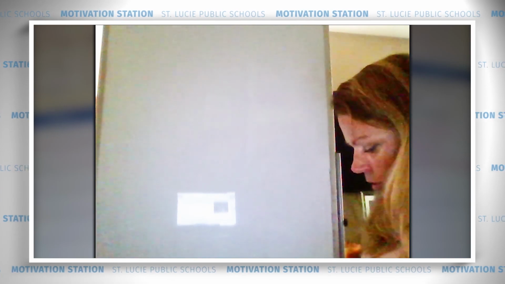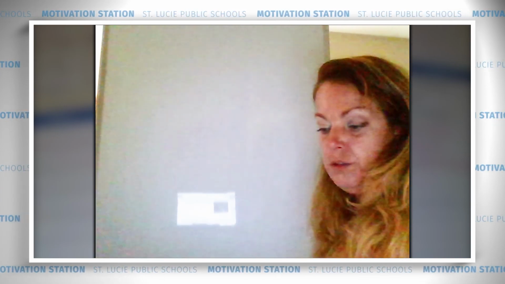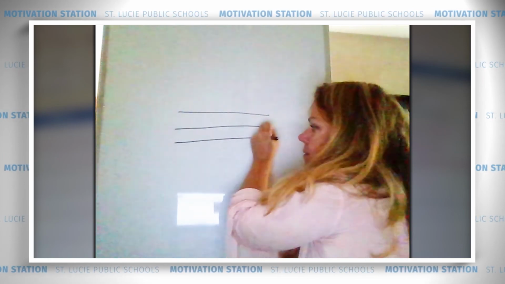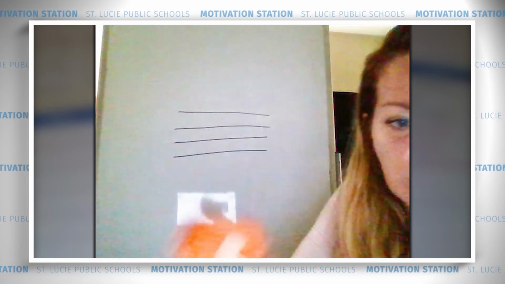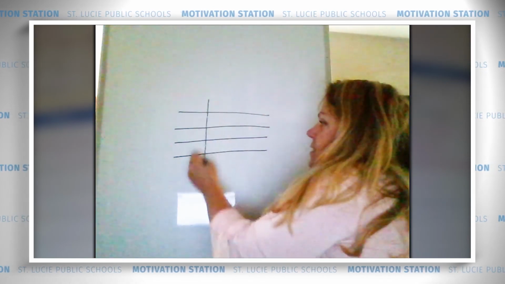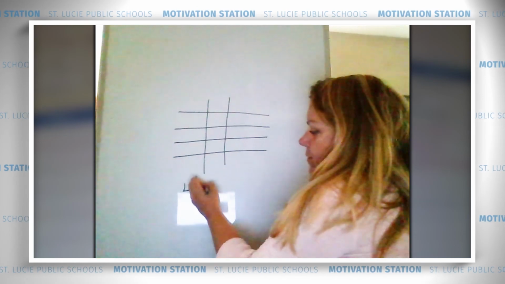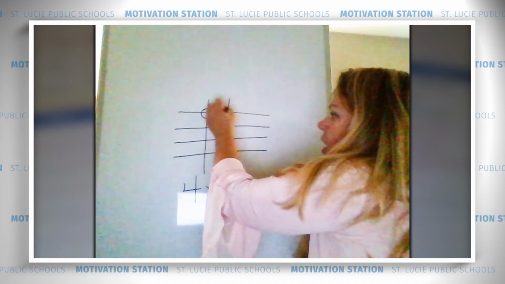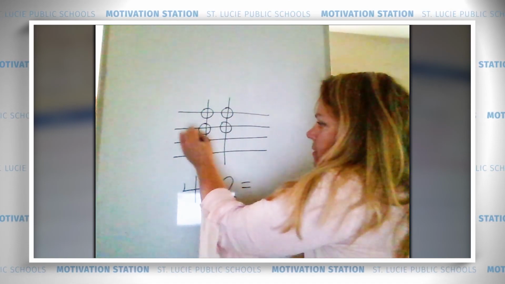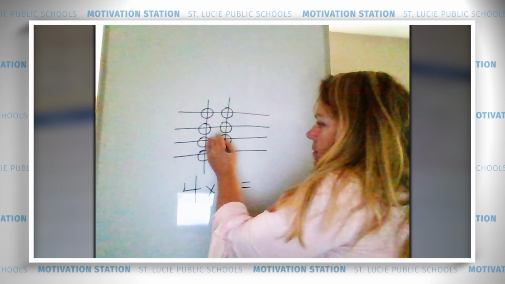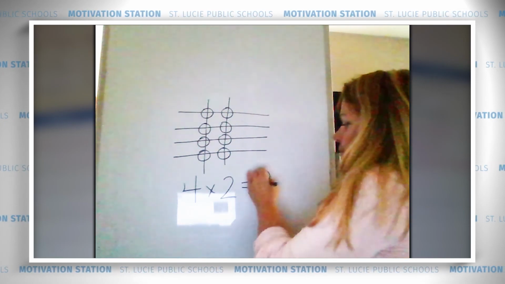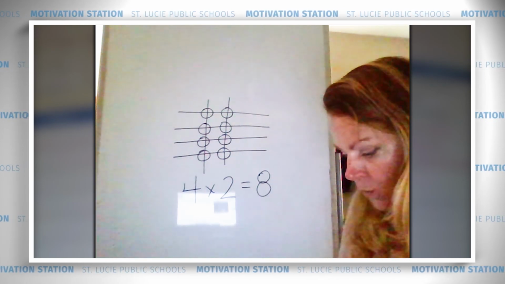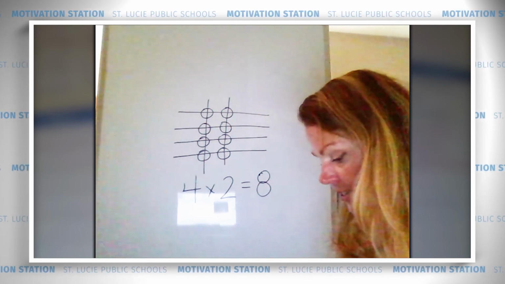So if I rolled a number cube and I got 4, that would tell me how many rows to make. And then let's say I rolled it and I got a 2, that would tell me how many columns to make. 4 is my first factor, 2 is my next factor. I'm going to circle everywhere they cross or intersect. And I get a product of 8. Good. All right.